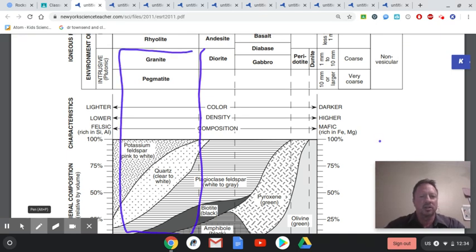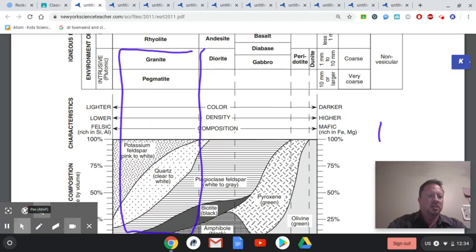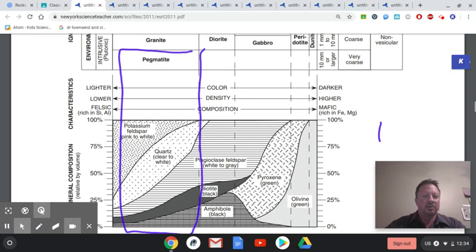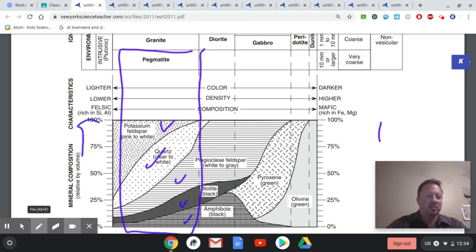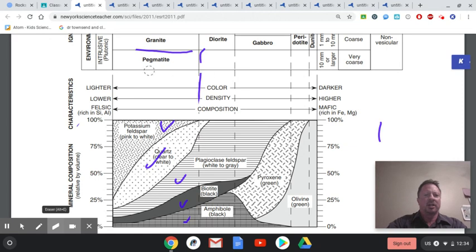I go directly underneath it, and I have potassium feldspar, which makes it pink and white. I have quartz, I have plagioclase feldspar, I have biotite, I have amphibole. Those are the five minerals. And they also give you the percentages over here. So they might say what rock is made of 25% quartz, 50% potassium feldspar.